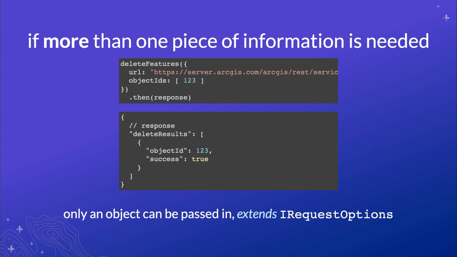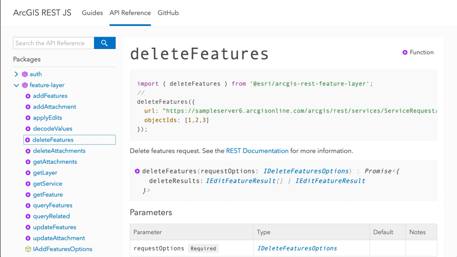If more than one piece of information is needed, you would always pass in an object with the set of required options. For all functions, the object you pass in extends the default request options provided in the base request library. So you could pass in authentication, headers, etc. to the delete features function as well. So just to show an example in the documentation, here's the delete features function that I just showed in the previous code snippet.